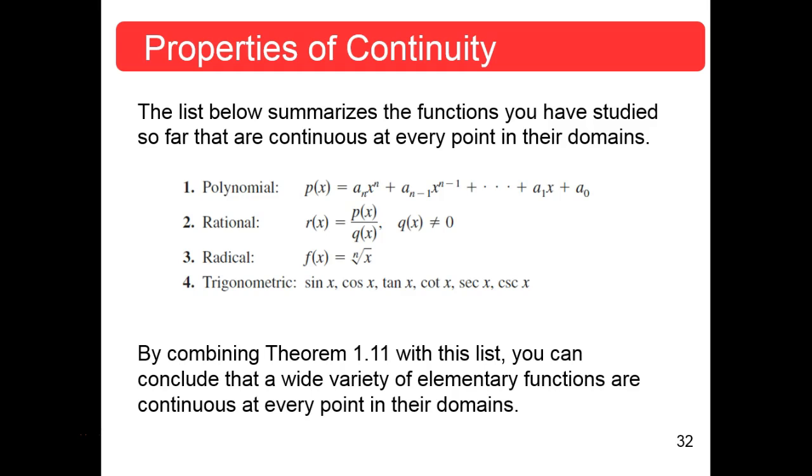That fits here. Now, by combining the theorem we just had with this list, you can include a wide variety of elementary functions that are continuous at every point in their domains. You can multiply x to the n times sine x, and you can do all sorts of other things with this, as long as every one stays within its domain, so that you can then have the nth root of sine cubed. That would be perfectly fine. So you can just expand these greatly.